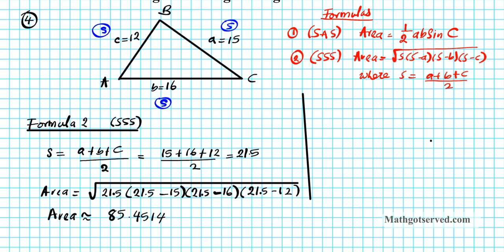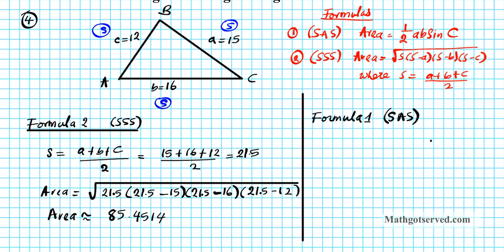Now we're going to shift our attention to formula 1. Let's go ahead and find the area of the triangle using formula 1. So formula 1 is the SSS situation. I'm sorry, the SAS. Okay, the SAS situation.